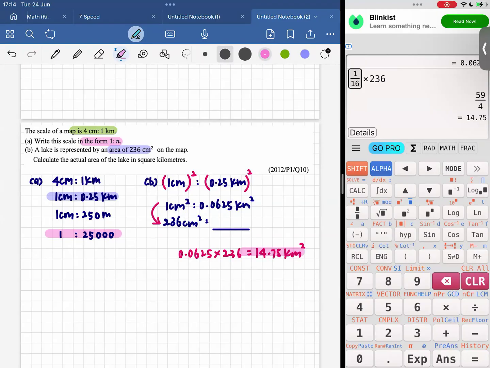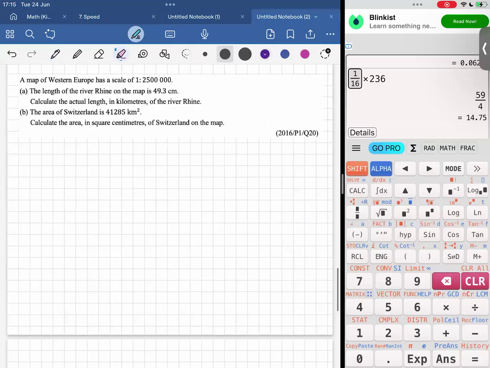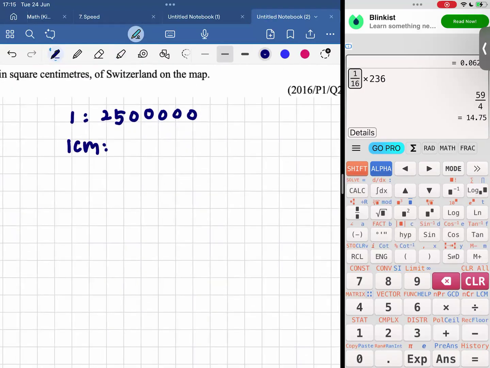Okay, one last one. If you can do this, you pause, you don't watch first. You should be able to do it already. This is typical. All right, so this is the scale. So my scale from here is 1 is to, wow, so many zeros. 250, 5 zeros, 1, 2, 3, 4, 5. So I'm going to change it into kilometers because that's what they want. I'm going to do the same thing. 1 cm will be 25,000 meters, so 1 cm will be 25 kilometers.